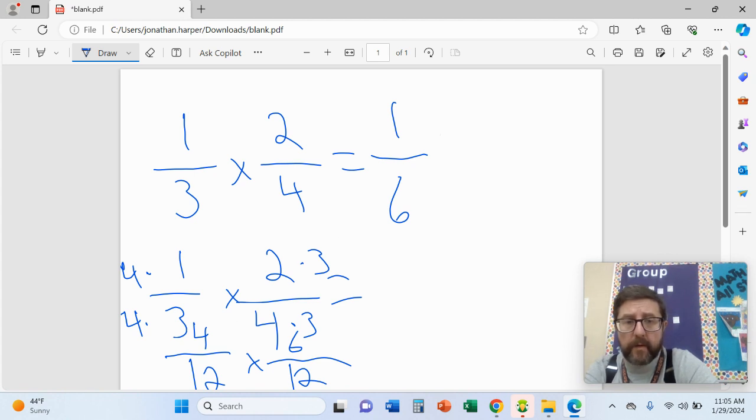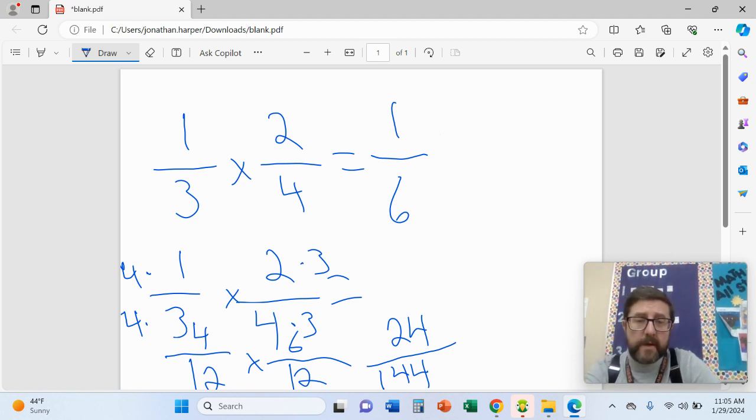So, now, to do a multiplication problem, you do top times top, bottom times bottom. So, we'd go 4 times 6 is 24. Then we would go 12 times 12 is 144. Now we have to find what both of those numbers will go down by. They're both divisible by 12. Or actually they're both divisible by 24.